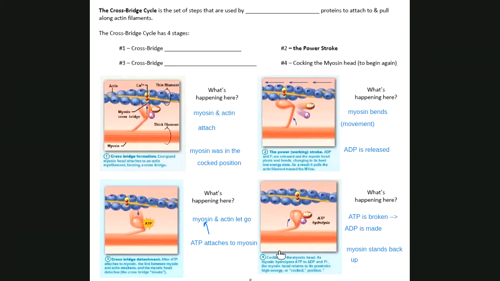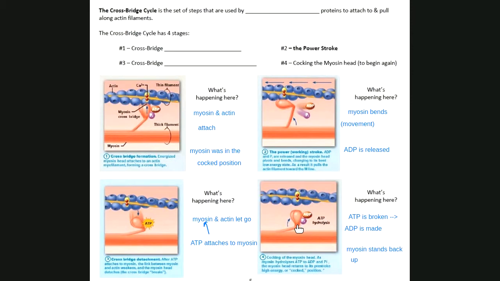This last step right here, this might be a good note to make for yourself, actually. The only step of the process of muscle contraction where we actually use energy, where I chop up a molecule of ATP to make energy, is this last step right here. So cocking the myosin head, taking the myosin protein from the wrong shape back up into the right shape, that's the only step in this whole process that I actually use energy for. So cocking the myosin head is when I use the energy of ATP to change the shape of myosin.